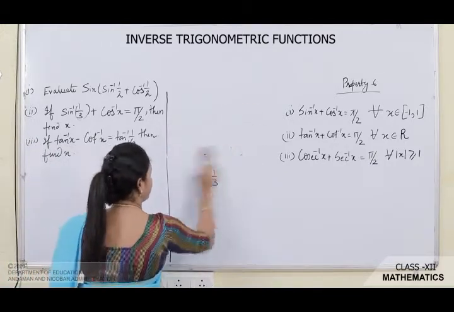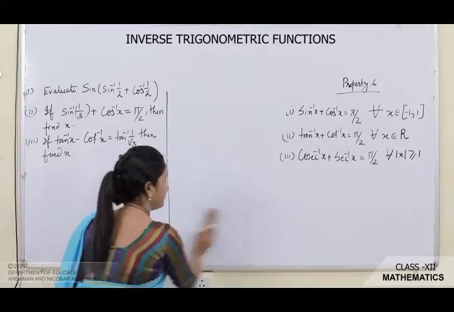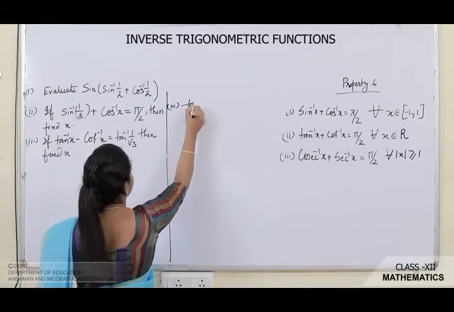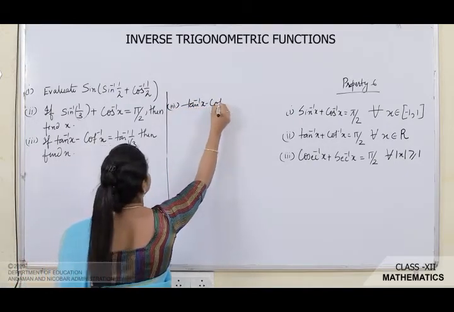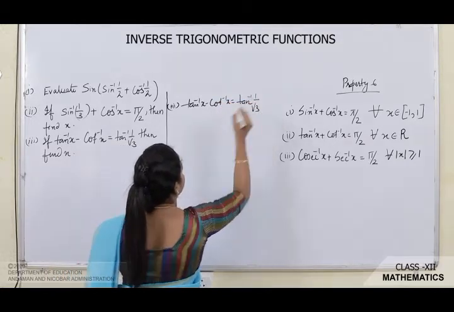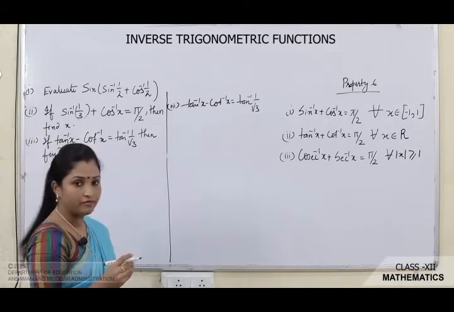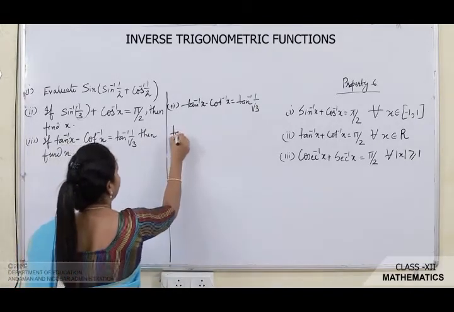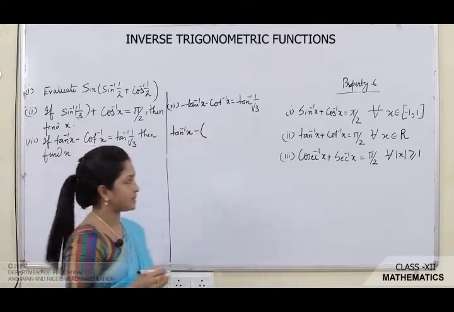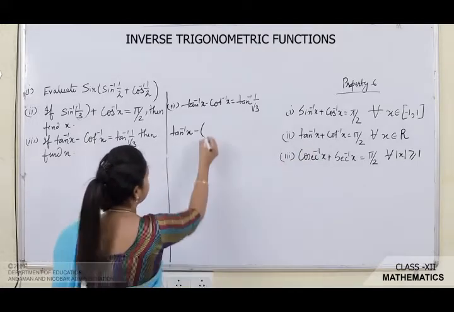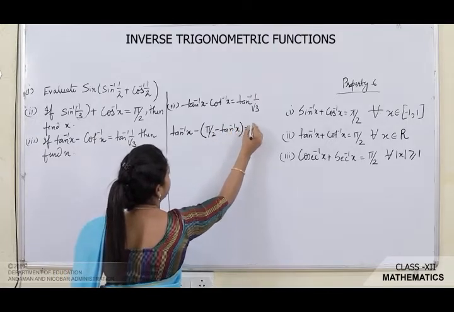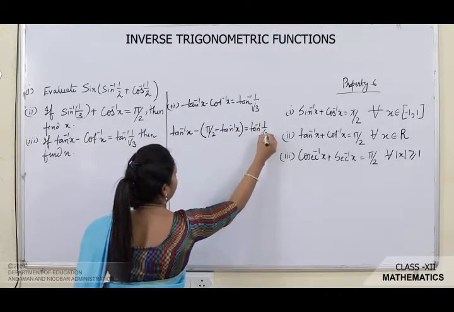Now let's see the third question. It is also the same type of question. You have to find the value of x. Third question. See here. Tan inverse x minus cot inverse x is equal to tan inverse 1 by root 3. You have to find the value of x. Tan inverse x minus cot inverse x, I can write it down from the second property as pi by 2 minus tan inverse x. That equals tan inverse 1 by root 3.